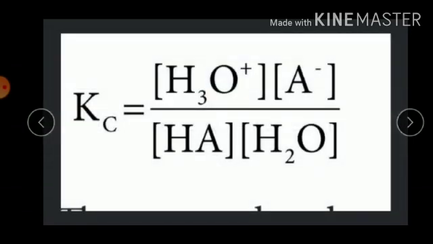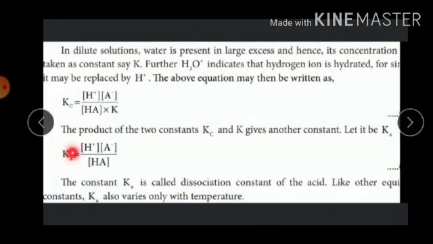So we can write Kc is equal to [H3O+][A-] divided by [HA][H2O]. The H2O value is constant. This is considered to be K, and Kc as well as this constant we shall write combined as Ka. See here, Ka is equal to [H+][A-] divided by [HA].